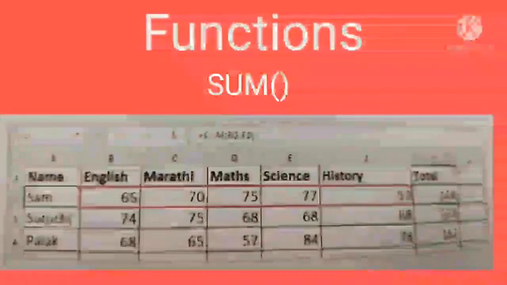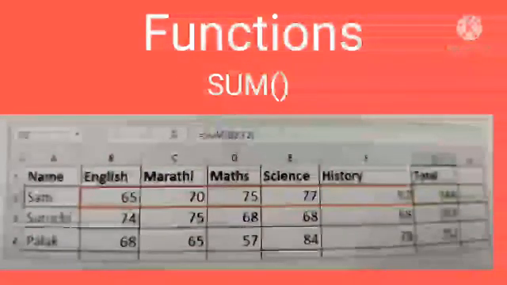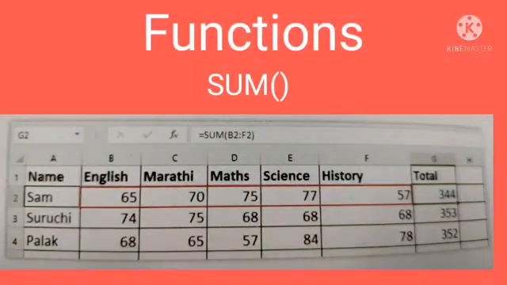Functions. A function is a predefined formula for performing a particular task. Excel provides many such functions to make your work easy. Some of the functions are described here. Sum. Formula is equal to sign, SUM, starting cell, colon, ending cell. The function adds all the numbers stored in the selected cells. Type equal to sign in the cell to get the answer.